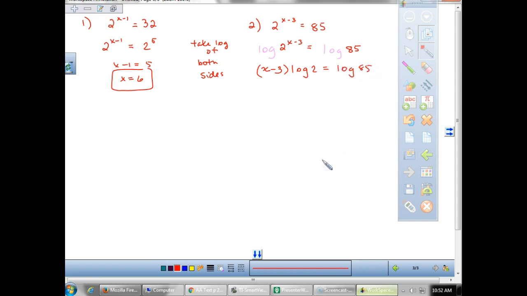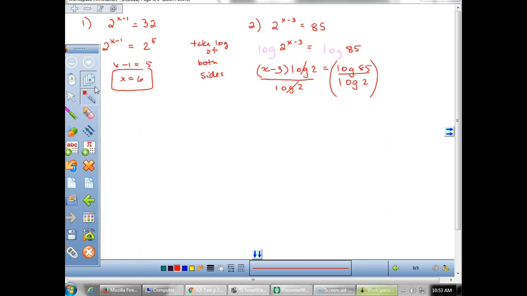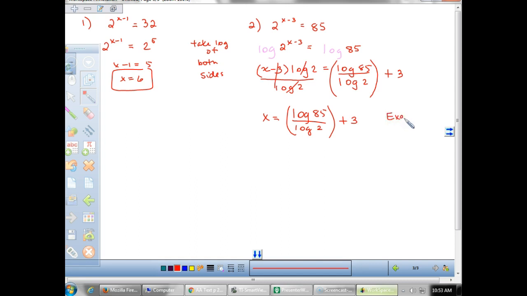So how would I finish solving this? Divide both sides by log of 2. These are just numbers. Log of 85 is a number, log of 2 is a number. I would get that value and then do what? Plus 3. Add 3. So x is going to be log of 85 divided by log of 2. We've already discussed that is not log of 85 halves. It's not. You can't do that. Plus 3. This is what we call exact form.